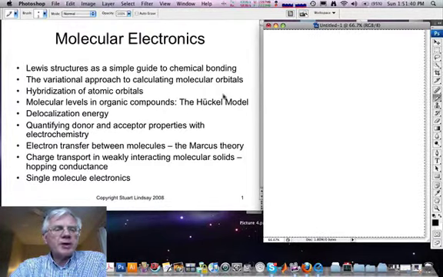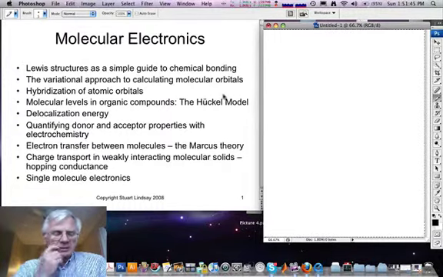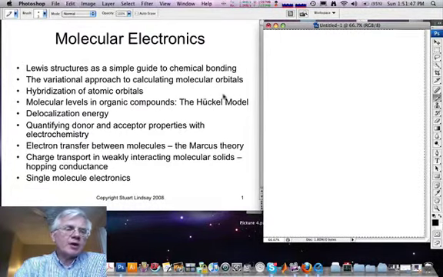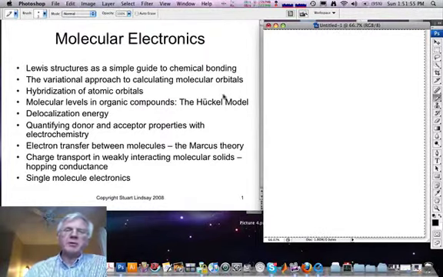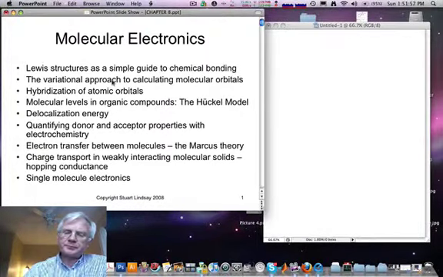And then we will talk about charge transport in molecular solids, in particular hopping conductance, and then end with talking about what everybody thinks of when one mentions molecular electronics, which is single molecule electronics. Can we make something like a single molecule transistor?